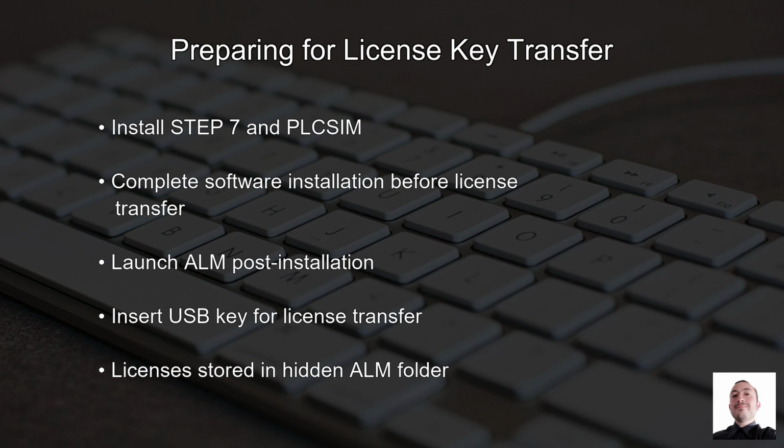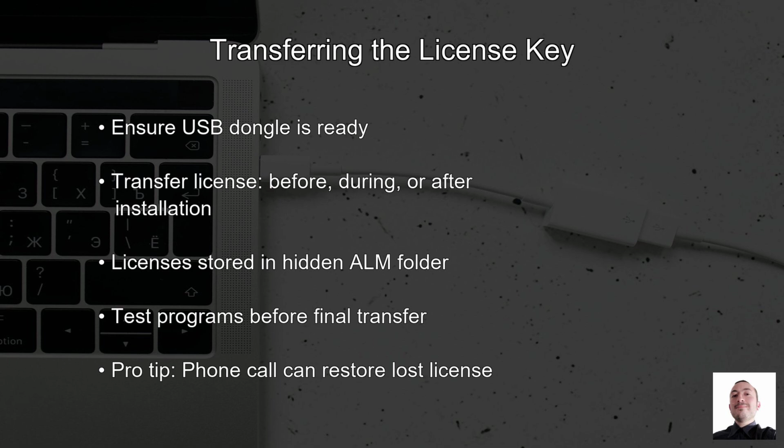Let's dive into the step-by-step process of transferring your license key using the Automation License Manager, or ALM. First, ensure your USB dongle is ready. You have the flexibility to transfer the license before, during, or after installing the development system. If you're performing a fresh installation, ALM won't be available until you've installed the system software. During installation, you'll be prompted to transfer the license. If you choose yes, insert your dongle, and the license will be transferred to your hard drive.